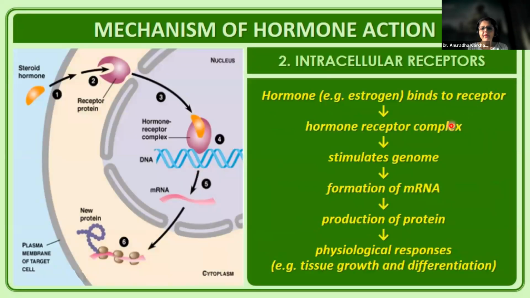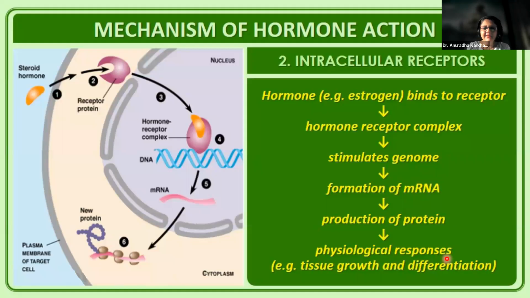See, for example, estrogen binds to the receptors, a hormone-receptor complex is formed, it stimulates the genome, that is DNA, for the formation of messenger RNA. As soon as messenger RNA is formed, protein will be made from it, and when protein is made, the action of the protein will be seen. So tissue growth and differentiation will be seen. Got it? So this is about your two hormonal actions. One is extracellular, one is intracellular. Any difficulty in understanding any of these, beta? Any part not understood? Clear?